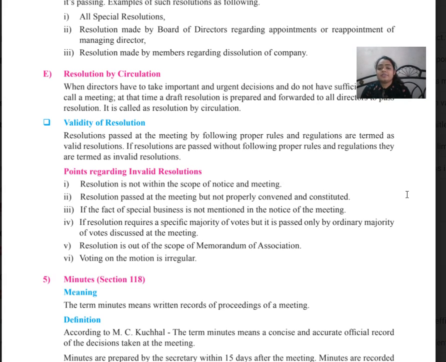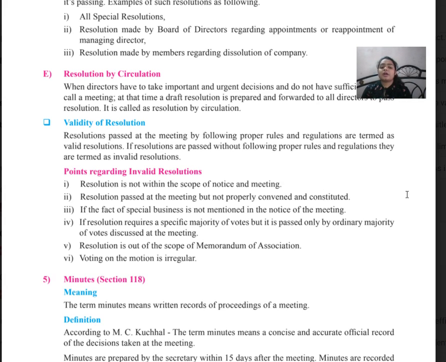So, as we know, the company cannot function beyond the powers of the memorandum of association. So, whatever action is being taken, it shall be done within the scope. Then, if voting on the motion is irregular, so the motion was voted, but it was irregular, in this case, it shall be held that the resolution is invalid.